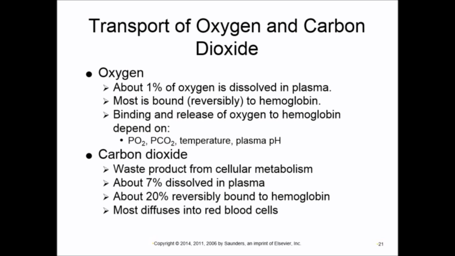So are we following? The vast majority of the oxygen is not dissolved. It's actually carried on the hemoglobin. When you need it, hemoglobin will let it go, will give it to you, depending on these factors. So it can give you a little bit, it can give you more, depending on these factors. Carbon dioxide, on the other hand, which is a waste product, 7%, which is more than oxygen, will be dissolved in the plasma. 20% is with hemoglobin, and the rest is diffusing in the RBCs.